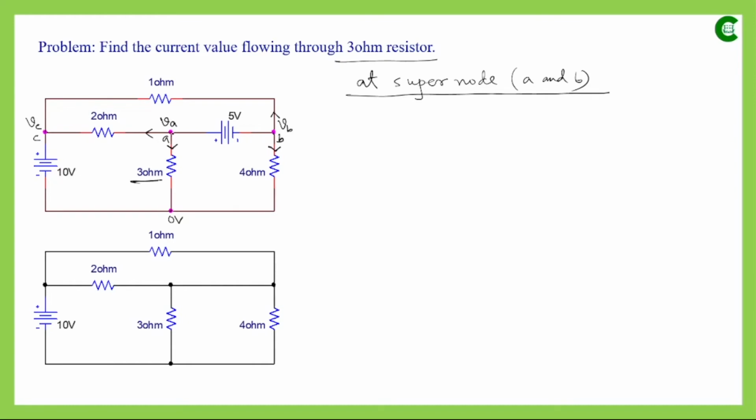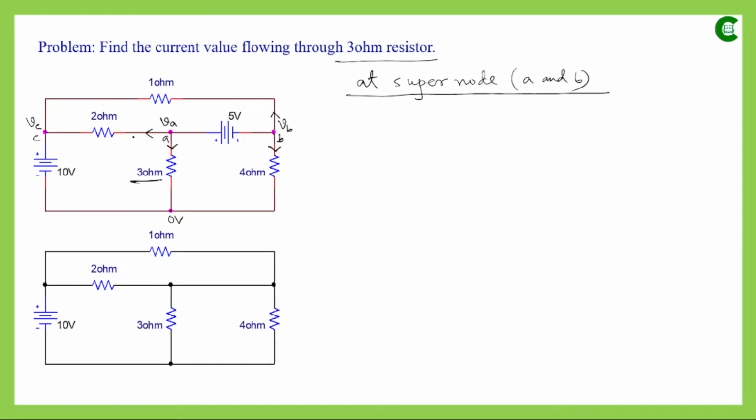So with respect to this supernode formed by taking A and B, all the currents are leaving. By the concept of KCL, the summation of all incoming currents is equal to the summation of all outgoing currents. In this case, there is no incoming current, so we will write all the outgoing currents, sum them up, and that will be equal to 0 since there is no incoming current.